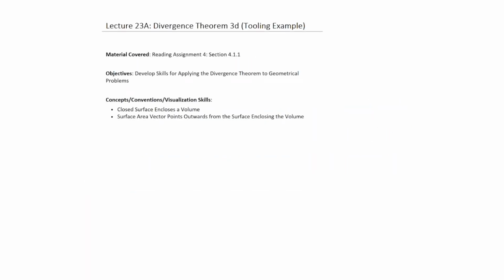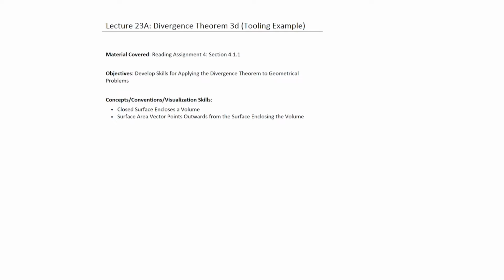Welcome to Lecture 23A, entitled Divergence Theorem in 3D. This is a tooling example. We just go through a typical example, just to make sure we understand the actual divergence theorem in terms of computation on the left side and the right side. The material for this lecture comes from Reading Assignment 4, Section 4.1.1.